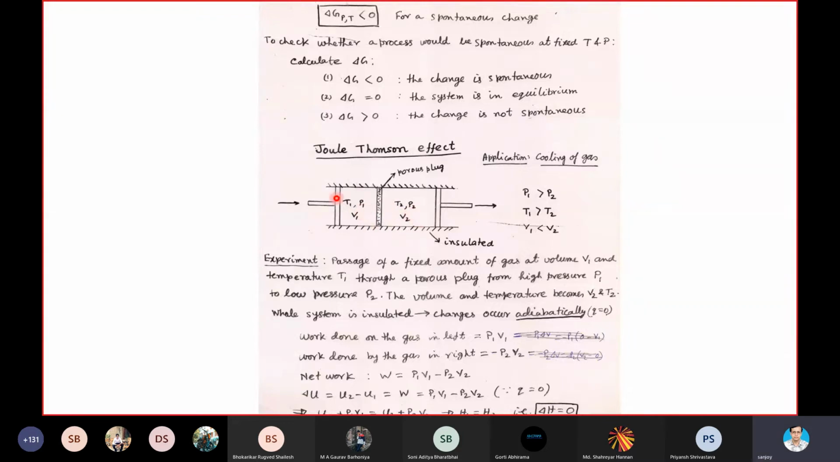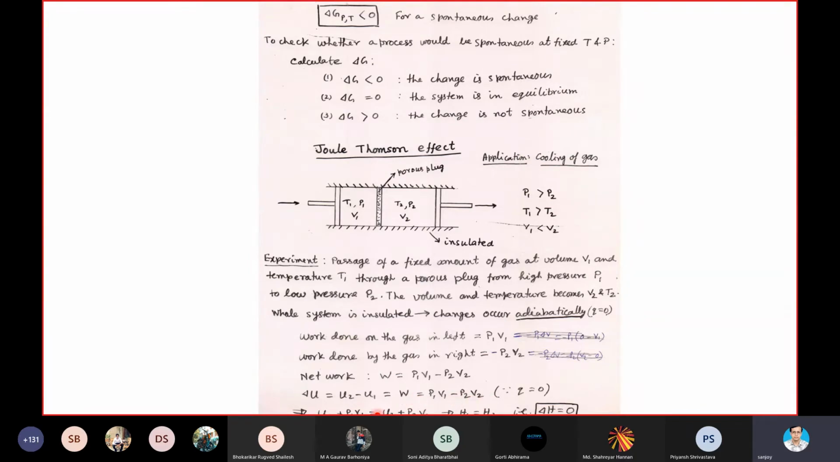So what is the net work during this entire process of transferring the gas from the left hand side to the right hand side? The net work done will be simply the sum of these two: P1 V1 minus P2 V2. Now what is delta U, the internal energy change? Delta U is simply U2 minus U1. Because Q is 0, it is an adiabatic process, so the entire work done will be reflected in the internal energy change. So delta U is equal to W, therefore delta U equals P1 V1 minus P2 V2.